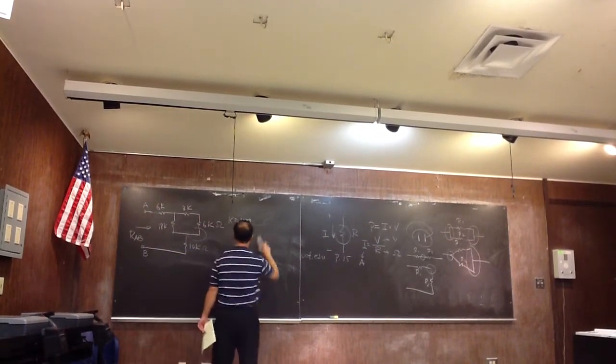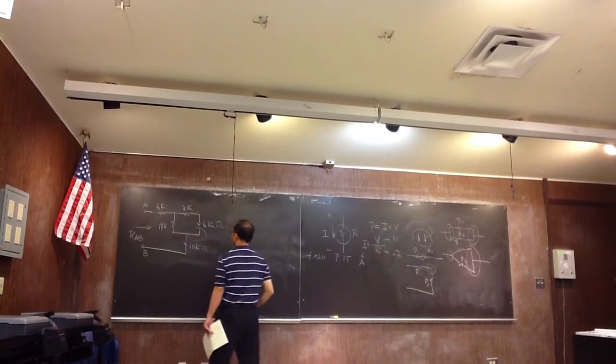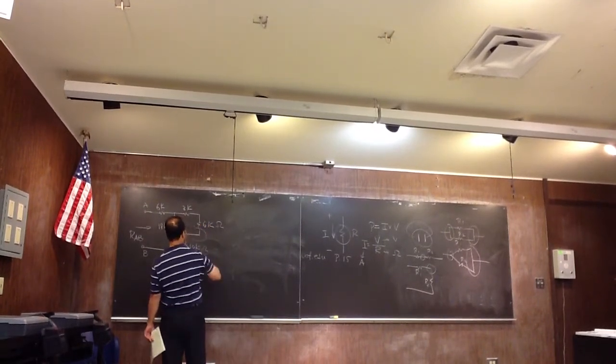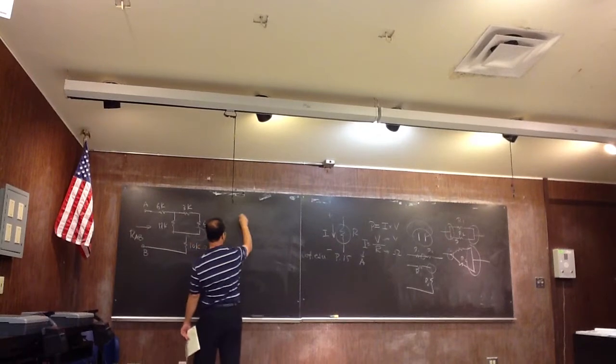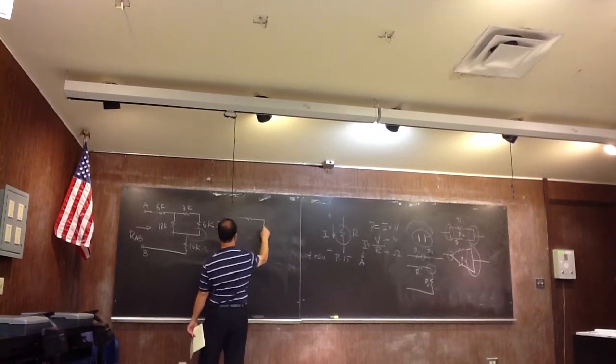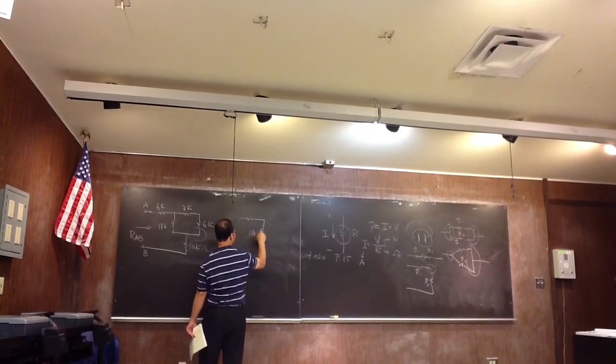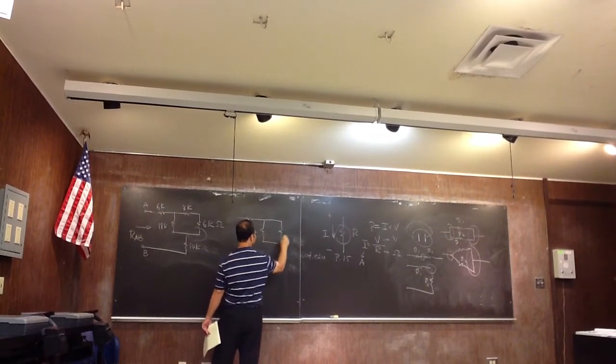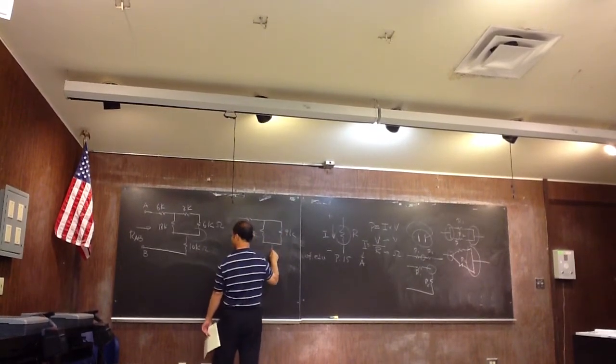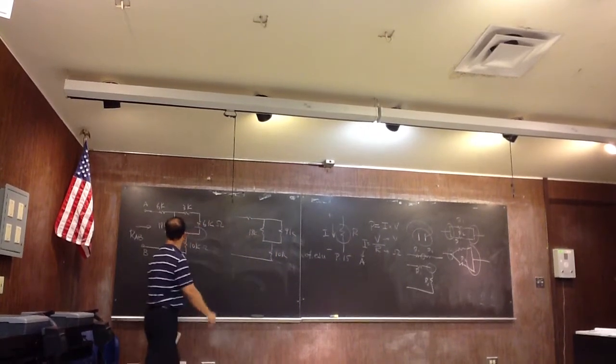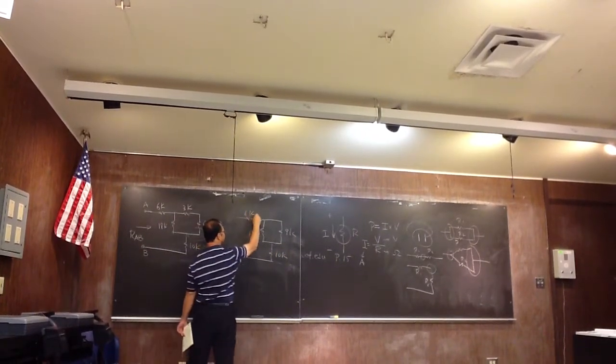So these two will give you what? 9K, correct? So we have 18K, 9K, and this is 6K.